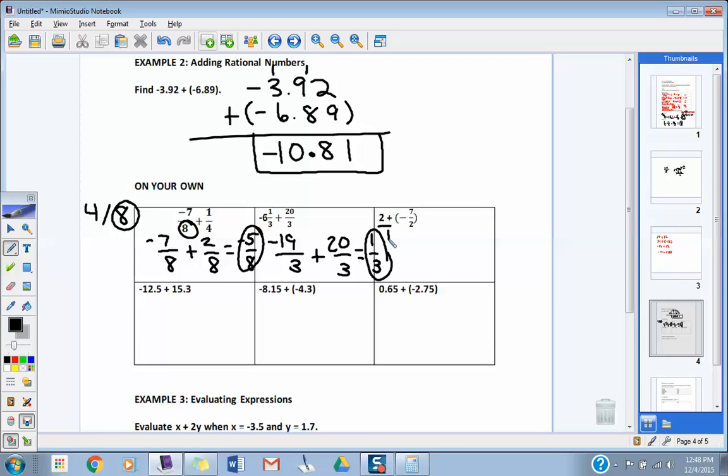Careful, 2 over 1 is the same. We've got to get a common denominator, guys. Not 2 over 2. What did you do to the 1 to get to 2? Times 2. So times the 2 by 2. There you go. Hey, common denominators. How about 4 plus negative 7?